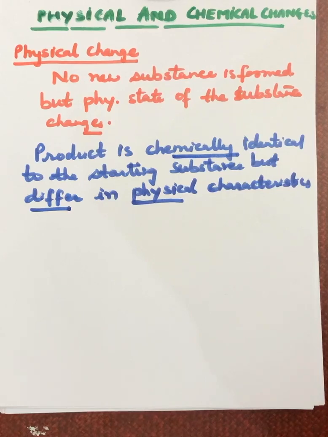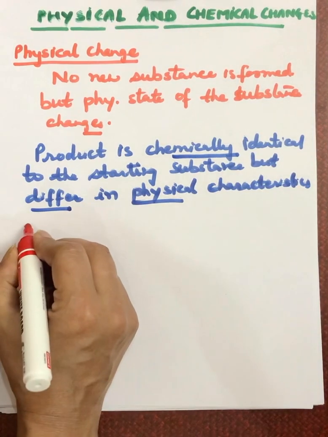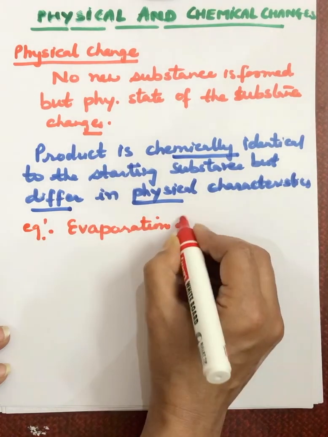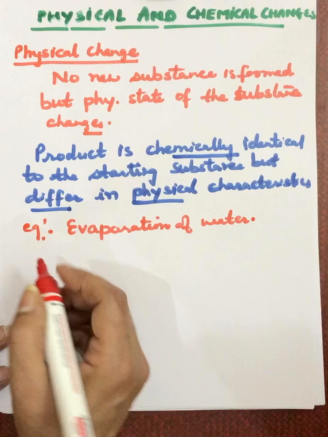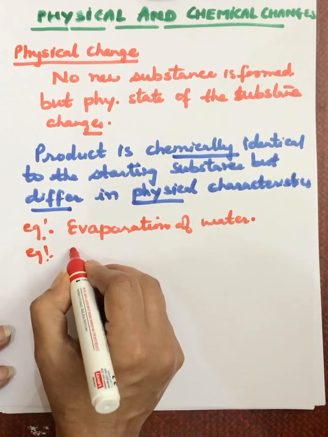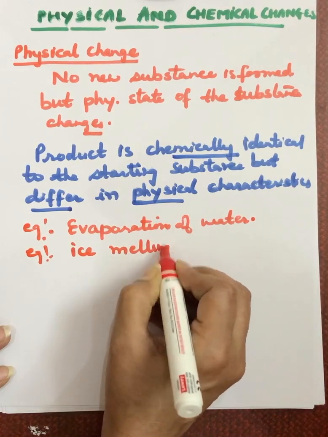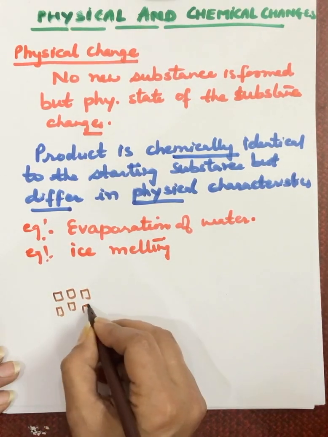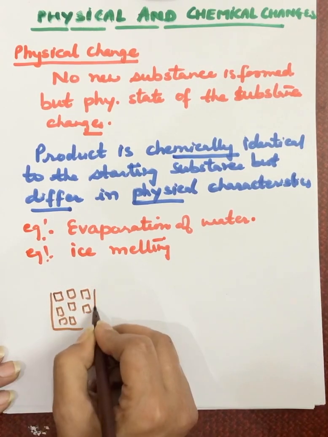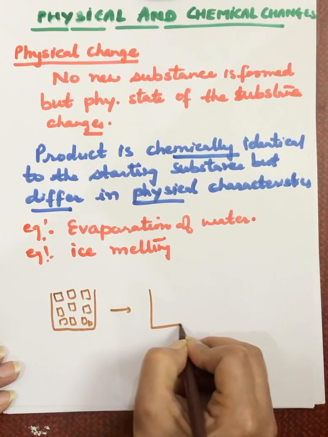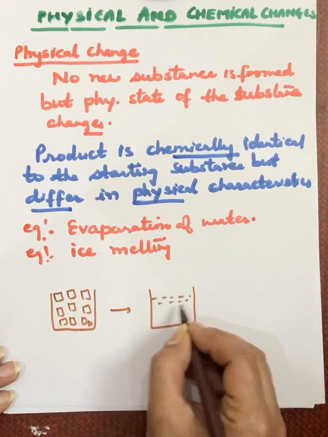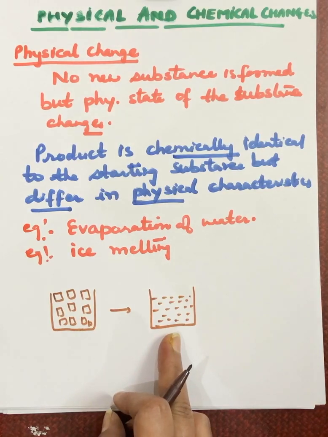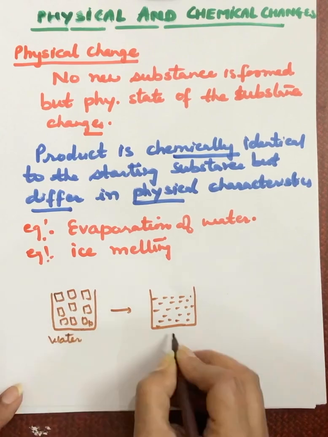Now to understand what is a physical change, I am taking one example: evaporation of water. Or we can take the example of melting of ice. See, when the ice melts, we are taking ice, and on heating this ice, what happens? This ice will start melting and change to water, which is in a liquid state. So no new substance is forming. How? Because this is also water and this is also water.